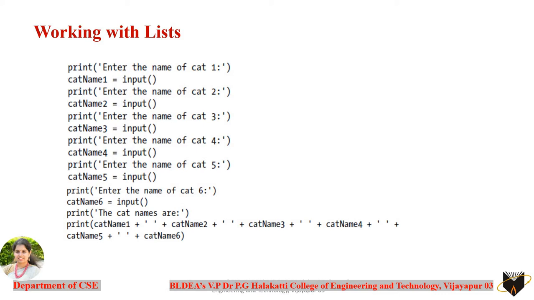So before using the list, let's see this example here. In this example, the intention is to read the cat names. The 6 cat names need to be read and the same cat names need to be displayed as a result here. So for that, a separate print statement has been used for each cat name, and separate individual variables have been used in order to read the cat names. That means for every cat name, a separate print statement and a separate input function is used, 6 times. Why? Because you want to read the 6 cat names here.